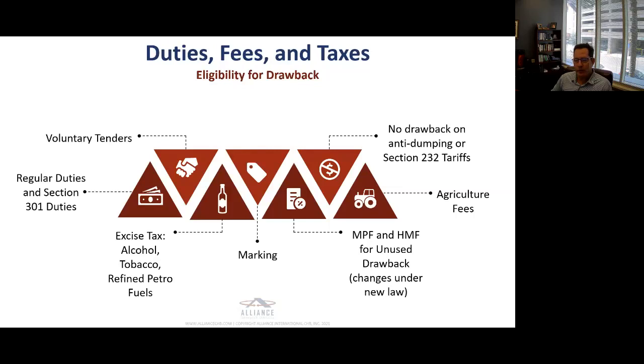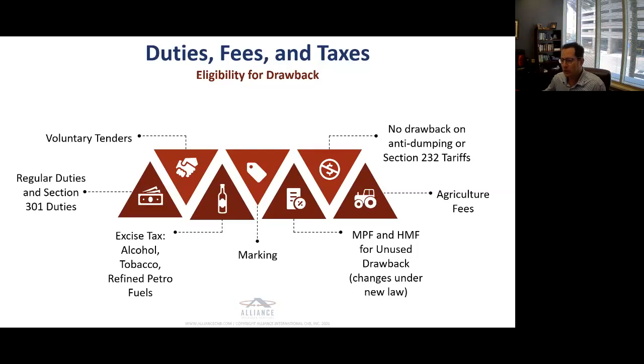So there's a variety of different duties and taxes and fees. I'm not going to go over each one of these that can be assessed at the time of importation. We'll hit the major highlights. Obviously, regular duties. So let's say that we have a particular petrochemical coming in. The regular rate of duty is 3.5%, and you also have a Section 301 tariff because the goods originate in China. So you'd be looking at an effective duty rate of 28.5%.